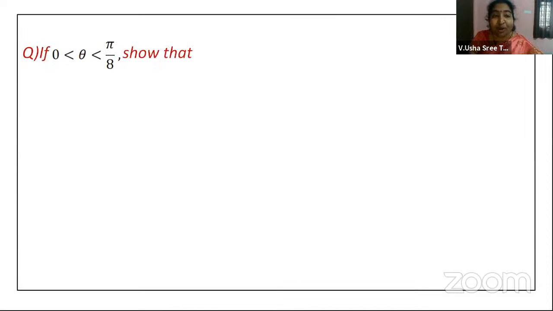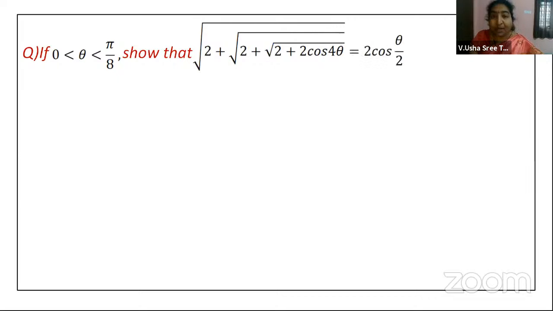If 0 less than theta less than pi by 8. Now what is this condition telling you? Where is theta, children? What is pi by 8? Is it less than 90 or more than 90? Pi is 180. 180 by 8 is very much less than 90. So where is theta? Theta is in the first quadrant. Now how are the trigonometric ratios in the first quadrant? They are positive, isn't it? By the ASTC property, right?